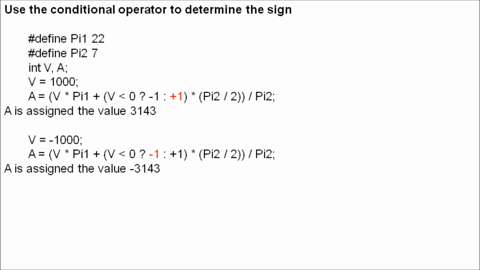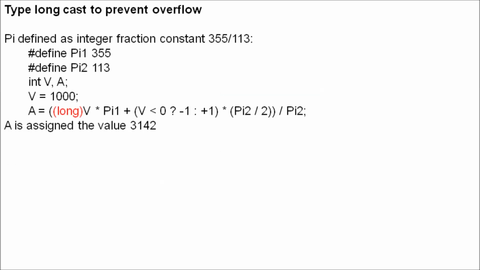The representation of pi as 22/7 is only accurate to 3 decimal places, so if we require greater accuracy, we need to represent pi with a larger fraction. Here we are representing pi as 355/113, which is accurate to 6 decimal places, but it has introduced us to the next potential problem area relating to variable overflow. A type long cast has been inserted in front of variable v to prevent the intermediate calculation from overflowing.